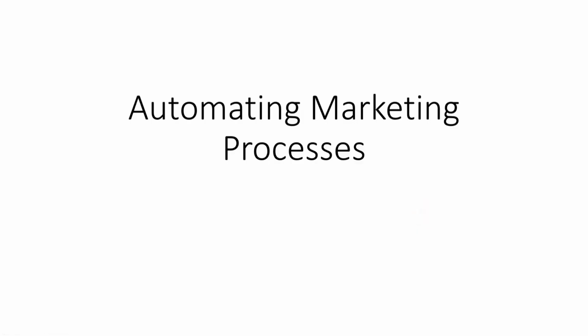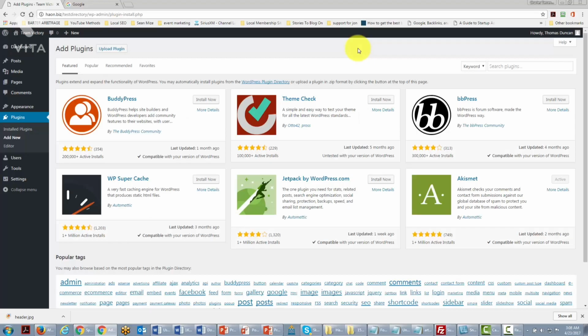Welcome back. Now in this video, we're going to be discussing automating marketing processes in WordPress. You're now looking at the Add Plugins section of WordPress, where we're going to discuss a more advanced feature of WordPress and being able to add in not only plugins that will change the functionality, but also plugins that will increase your automation over services that you're using in conjunction with WordPress.